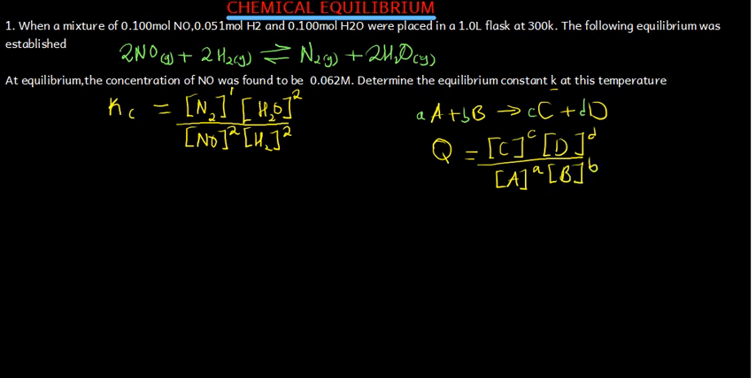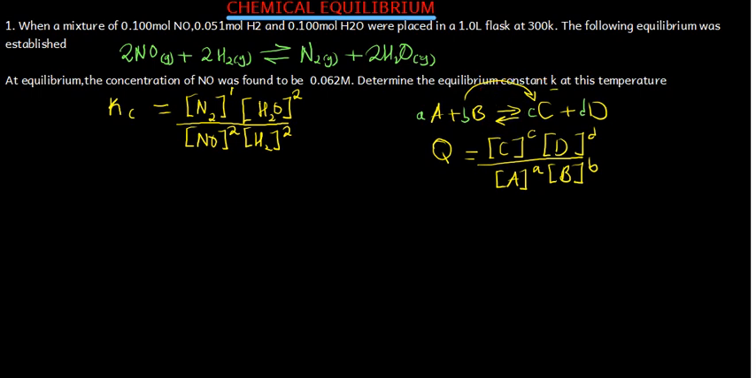Now, this reaction quotient applies at any condition. It can be at the beginning of a reaction, in the middle, or near the end. But when you reach equilibrium, equilibrium is a state where the rate of the forward reaction is equal to the rate of the back reaction. That means the speed at which reactants are forming products equals the speed at which the products are reacting to form reactants. That is the point of equilibrium.